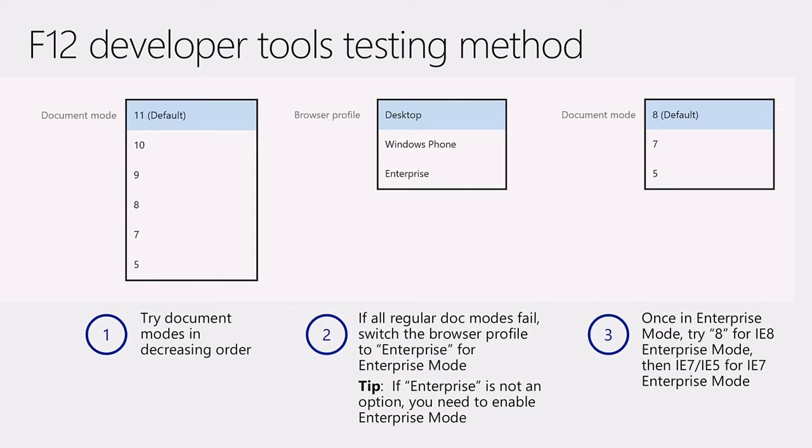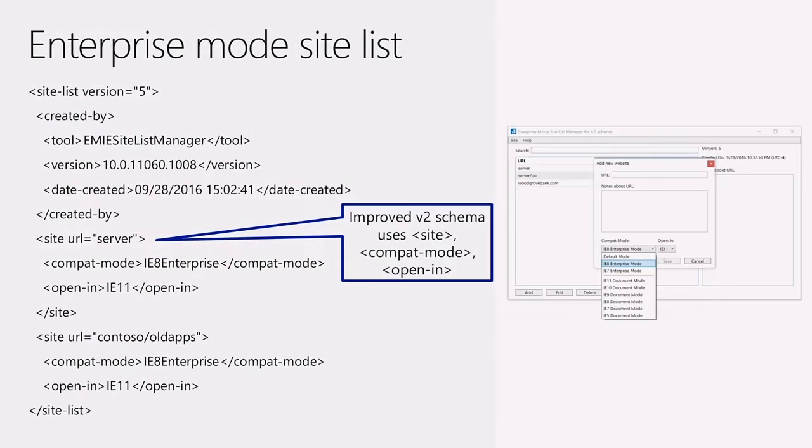Now, if all of the regular document modes fail, you test enterprise mode by changing the browser profile. I'll show you how to do this in a second. And then you have available within that enterprise mode IE8, IE7, and IE5 document modes, just as you would if you were running IE8. Once you know which sites run in which document modes, then you can create an enterprise mode site list. There is a tool that we use for creating this today called the Enterprise Mode Site List Manager, and I'll show you that tool. We're also working on a web portal that will make it much easier, and I have some screenshots of that web portal to show you.